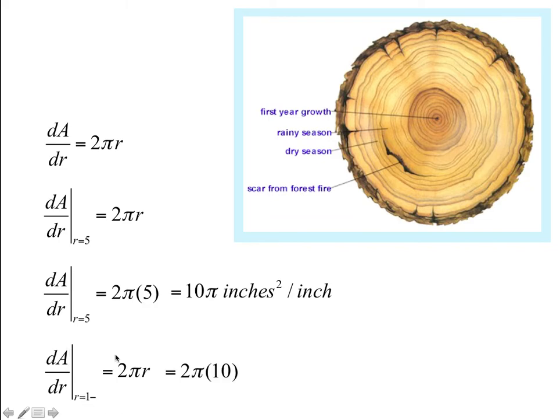If we want to evaluate the instantaneous rate of change of the area of this trunk with respect to radius at 10 inches, so this is when the tree is 20 inches across, the diameter is 20 inches across. I think I have a typo here. There should be a 10. Then we're just going to put 10 in here, and we have 20 pi inches squared per inch. So we have an instantaneous rate that's twice as big for a tree that is now twice as wide.